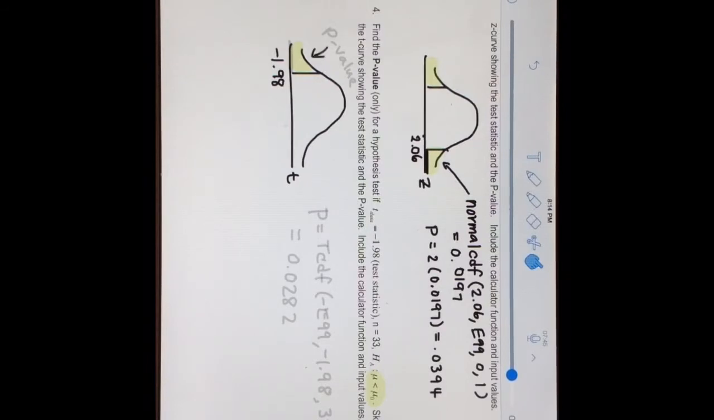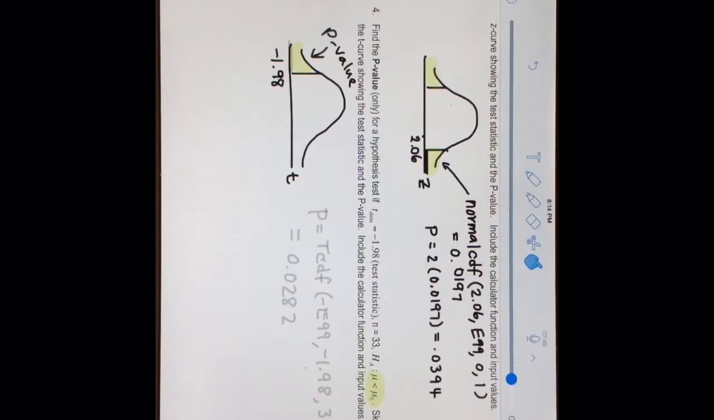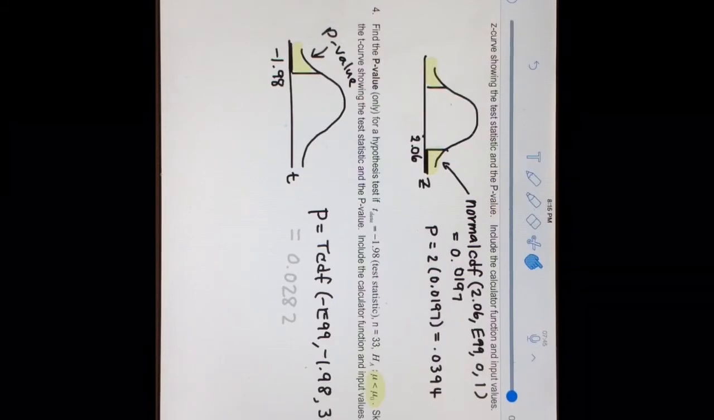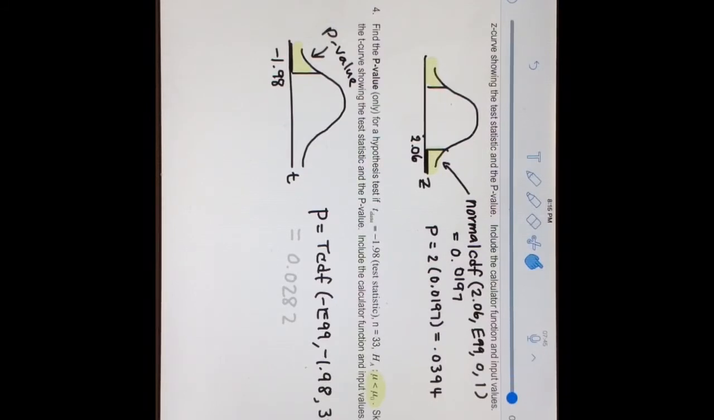So the p-value is in the left tail. And to find the p-value, we use tcdf, and then we enter the lower limit of this region here, and the upper limit, and the degrees of freedom, which is 32 in this case. Then we get the p-value of 0.0282.